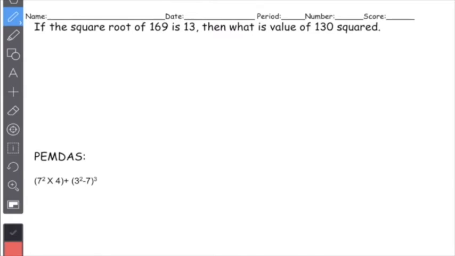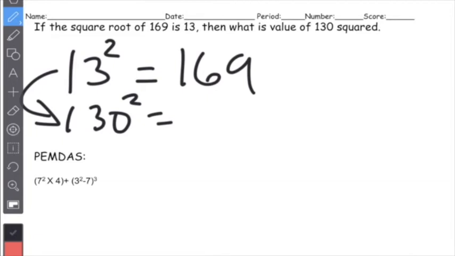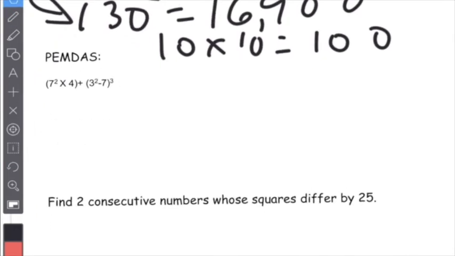This won't be on the test, but I'm going to show you how to do it anyway. So the square root of 169 is 13. So that means 13 squared equals 169. Then what is the value of 130 squared? Well, to get there, you always ask, how do you get there? I use 10 squared. So I need to add a 10 squared. Well, 10 squared is 10 times 10, right? So 10 times 10 is 100. So 100 times 169, just add the zeros, is 16,900. Don't worry about that one. That one's not going to be on the test. Okay, next one.